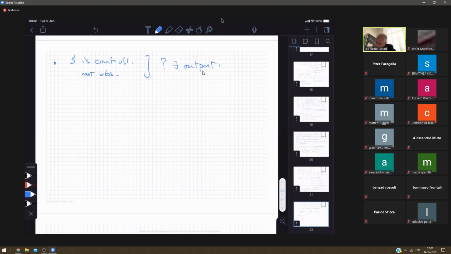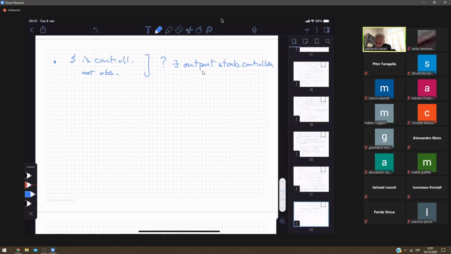So this says there exists U equal Fx, as if the state was available, such that the closed loop system is asymptotically stable. So we should understand this unobservability, what consequences it has.